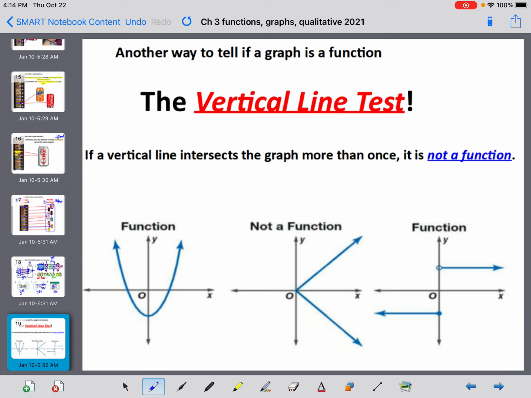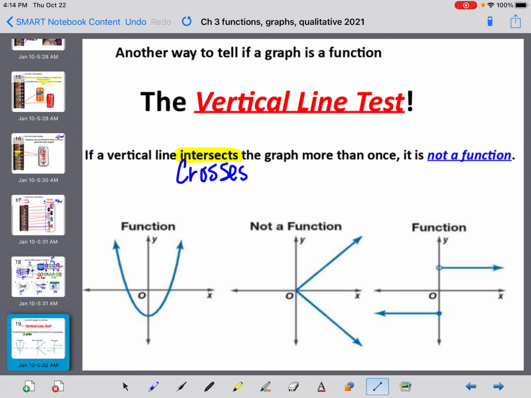What about from a graph? How do I tell if a graph is a function or not? We use what's called the vertical line test. If the vertical line intersects, that word intersect means crosses, the graph more than once, then it's not a function.